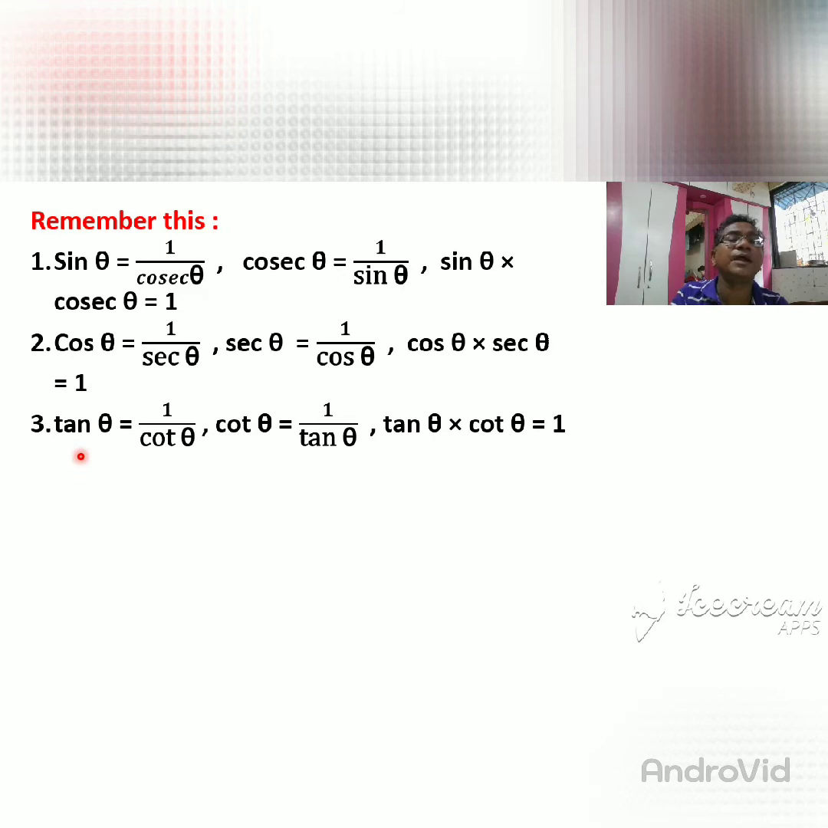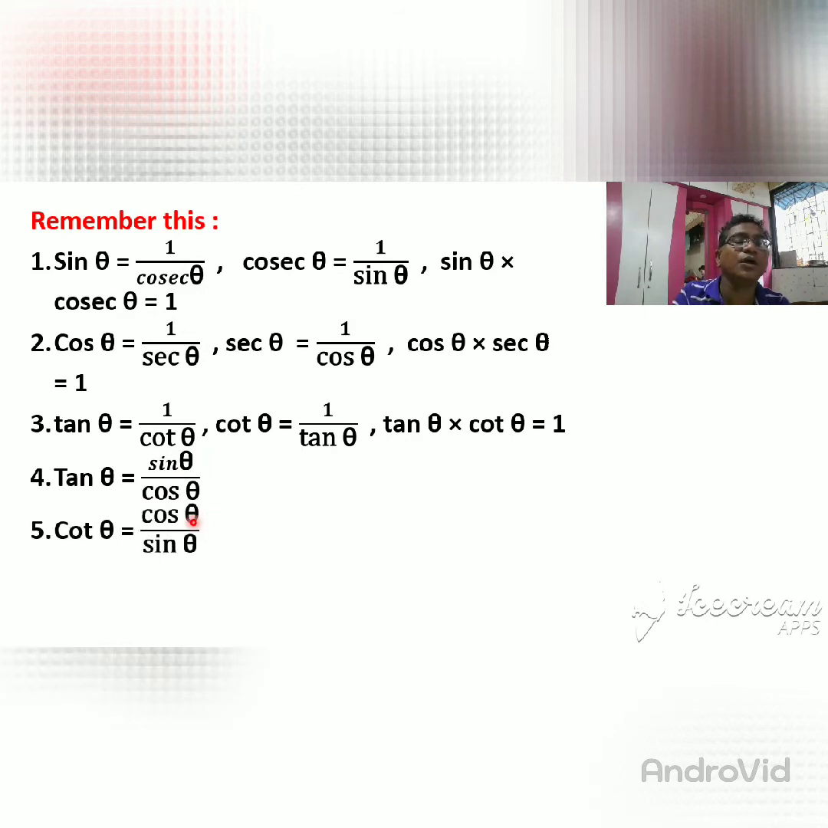Then tan theta is equal to 1 upon cot theta. Then cot theta is equal to 1 upon tan theta. Then this multiplication, cot theta into tan theta, so tan theta into cot theta is equal to 1. Then tan theta is equal to sin theta upon cos theta. So here it is written: tan theta is equal to sin theta upon cos theta.